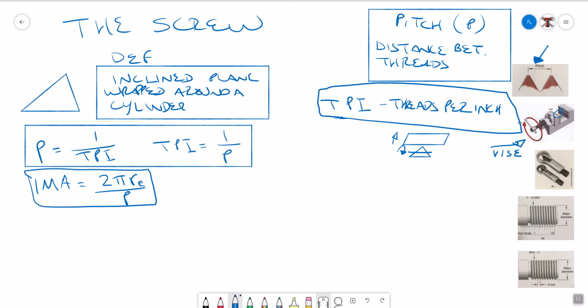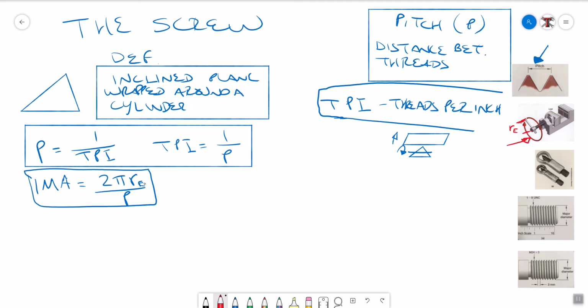In other words, if you may have noticed, this here is turning in a circle. That's the effort that you're making, and your effort is going around in a circle. How big is the radius of this effort, right? If we have this arm, and it is this long, that is going to be the radius of the effort. So that's what we're going to be using to calculate ideal mechanical advantage.